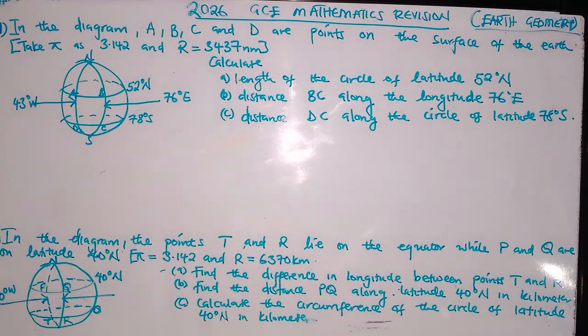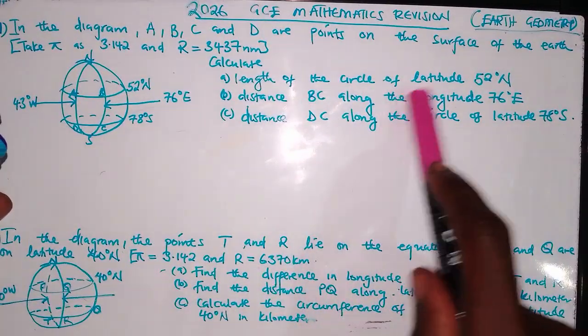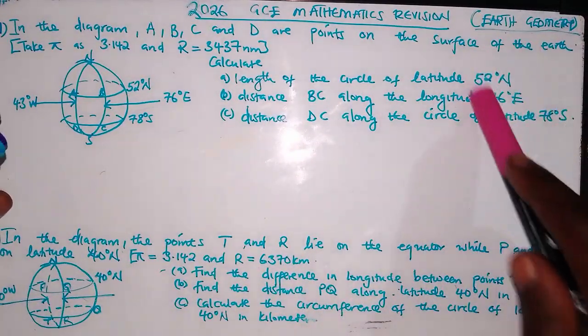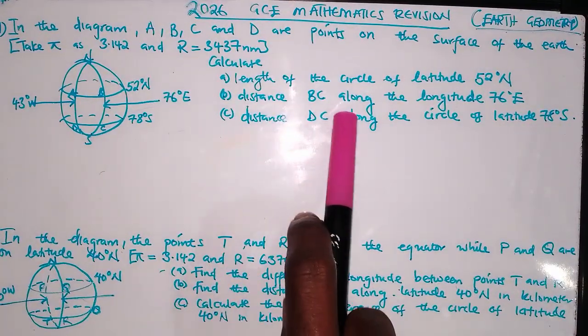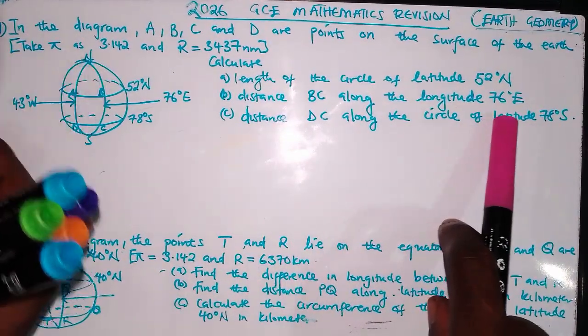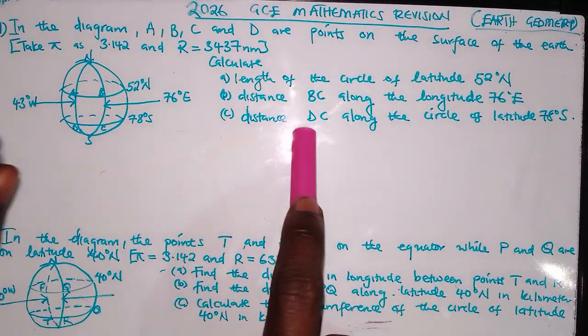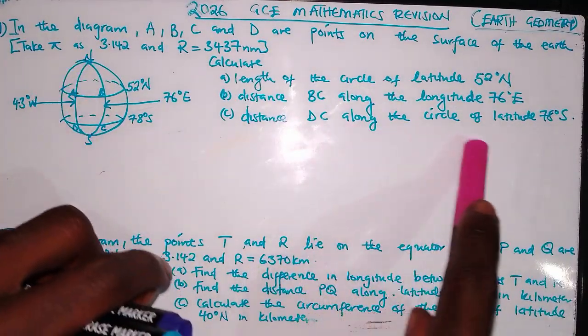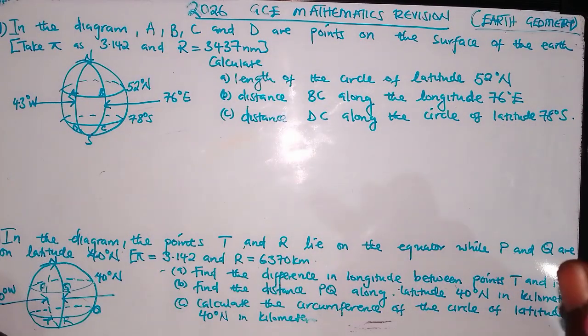Your first question will be: calculate A, the length of the circle of latitude 52 degrees. B, the distance BC along the longitude 76 degrees. C, the distance DC along the circle of latitude 78 degrees. So now, how can we solve?